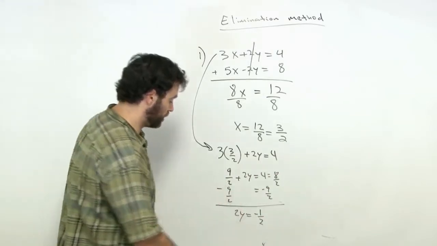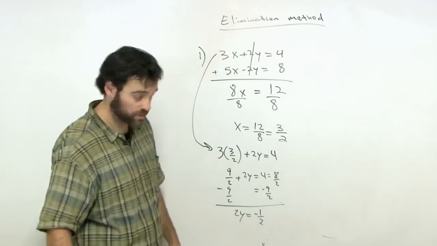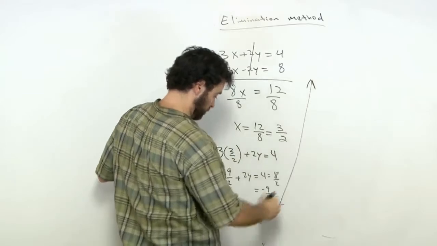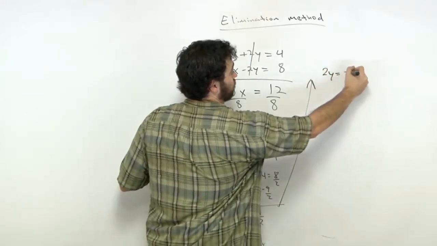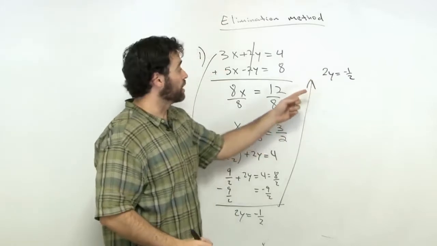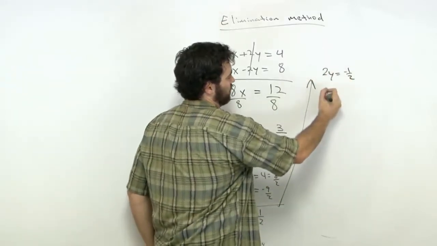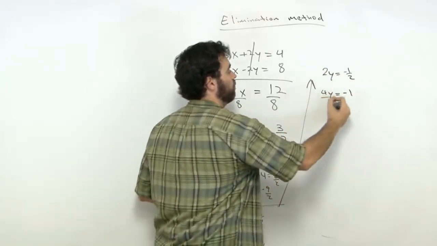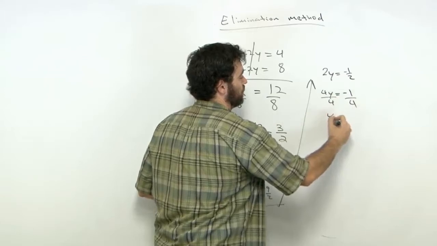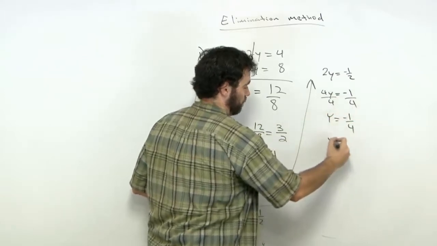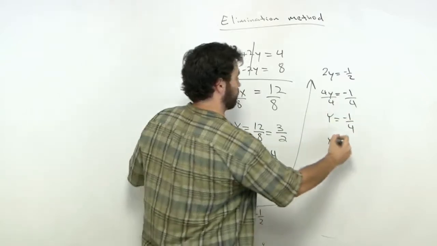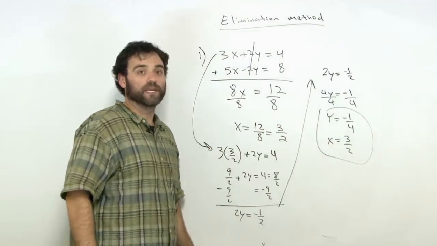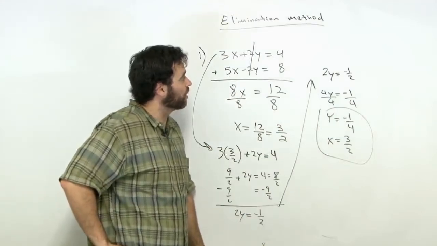So we could cross multiply this. 2y equals negative 1 over 2. What do we do right there? You could cross multiply a bunch of ways. I'll just cross multiply. We get 4y equals negative 1. Divide out the 4, divide out the 4. We get y equals negative 1 over 4. And remember, x was 3 over 2. Okay? So using the elimination method, we get our answers right there.